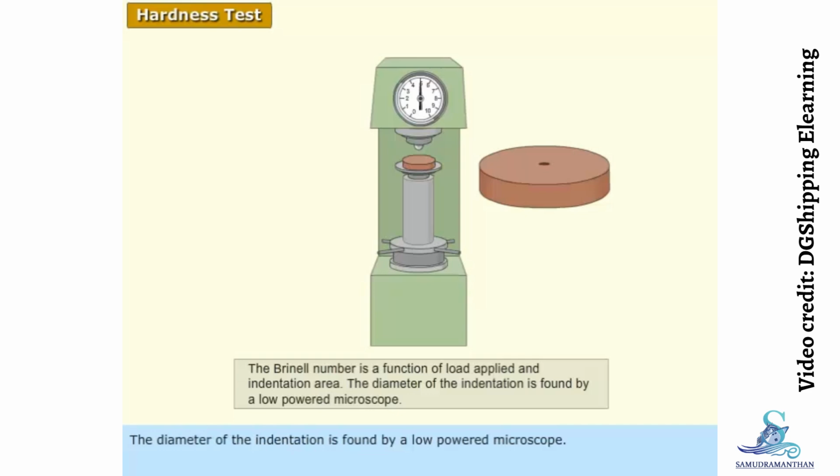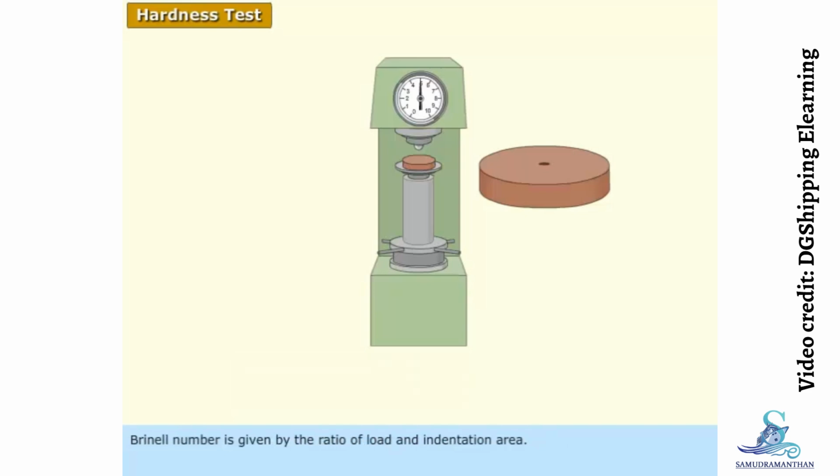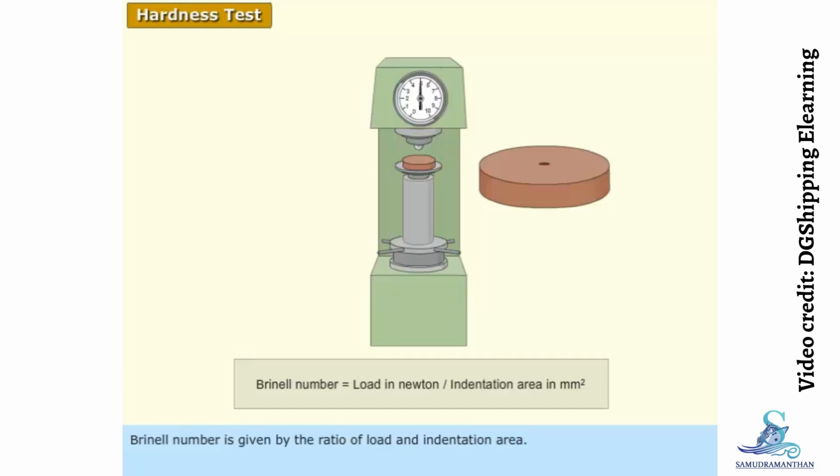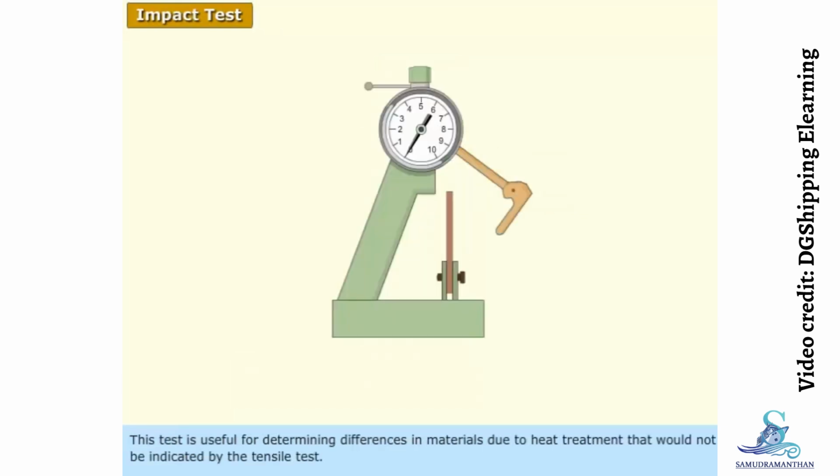The diameter of the indentation is found by a low-powered microscope. Brinell number is given by the ratio of load and indentation area. The indentation area is measured by a microscope. Significance of hardness number is that it gives a measure of resistance to wear. This test is useful for determining differences in materials due to heat treatment that would not be indicated by the tensile test.